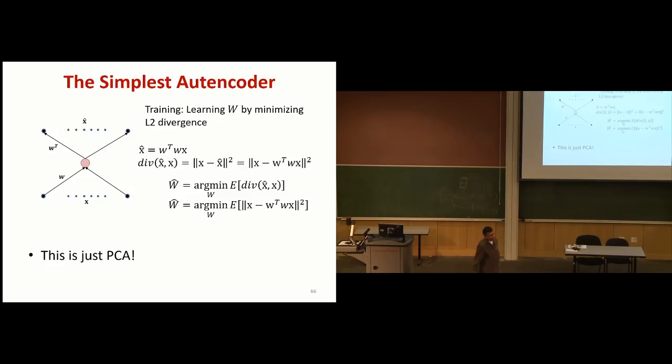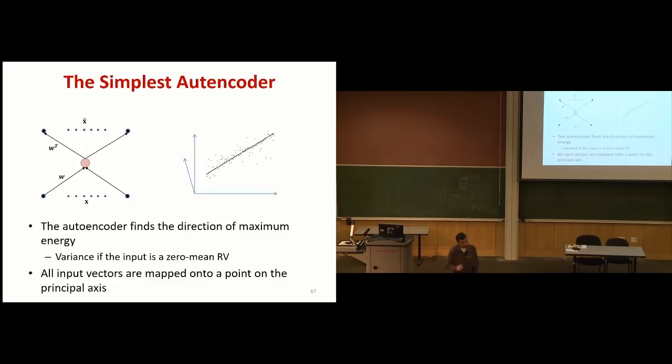So basically, if I had a single neuron which had a linear activation and it was trying to reconstruct the output, what you're really going to get is principal component analysis. In this case, what the autoencoder has done is find the direction of maximum energy in the input, or, if the collection of inputs is zero mean, the direction of maximum variance in the input. And so the direction of maximum energy is going to be this one.